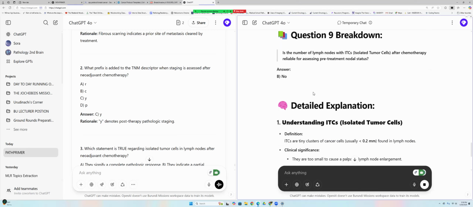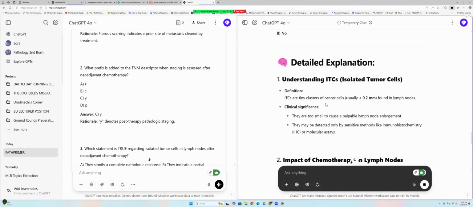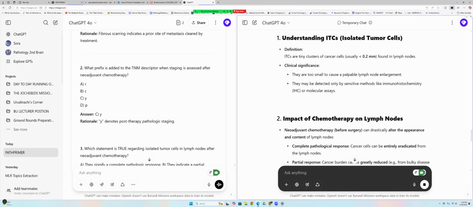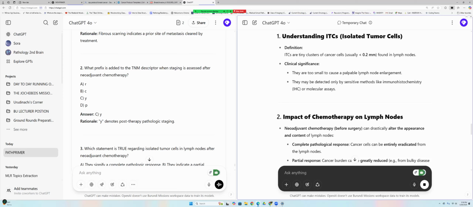Is the number of lymph nodes with isolated tumor cells after chemotherapy reliable for assessing pretreatment nodal status? Isolated tumor cells are tumor cells that are less than 0.2 millimeters found in lymph nodes. They are too small to cause a palpable lymph node enlargement. They may be detected only by sensitive methods like IHC or molecular assays.